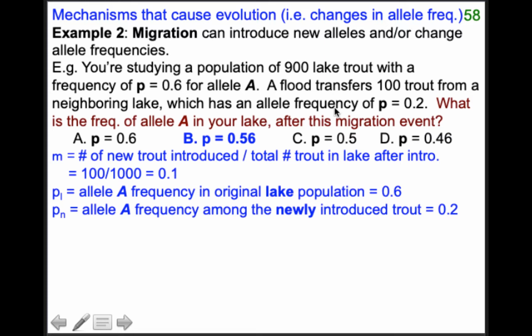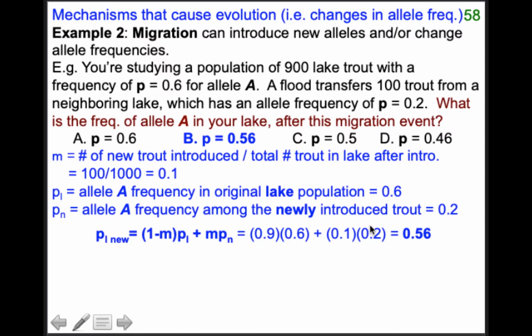So the neighboring lake has a p of 0.2, and that's where the new trout are coming from, so pN is 0.2. To calculate the new p of the lake after migration happened, this is our formula: (1 minus m) times pL, plus m times pN, the p from the lake where the new trout are coming from. So 1 minus 0.1 is 0.9, times the p-value of the original lake, plus m times the p-value of the lake that the new trout are coming from. That gives us 0.56.